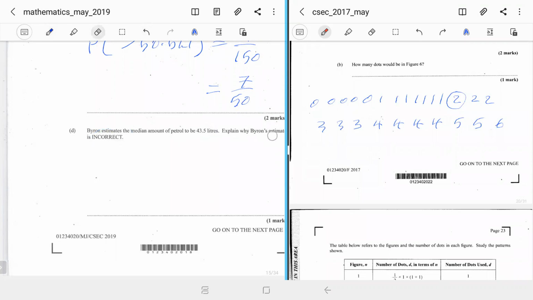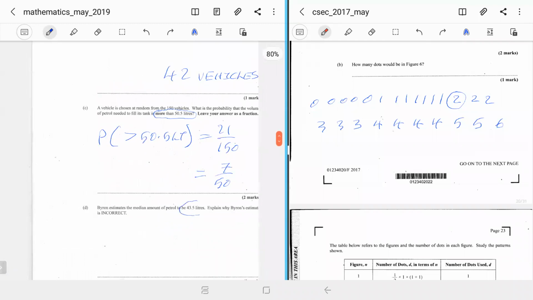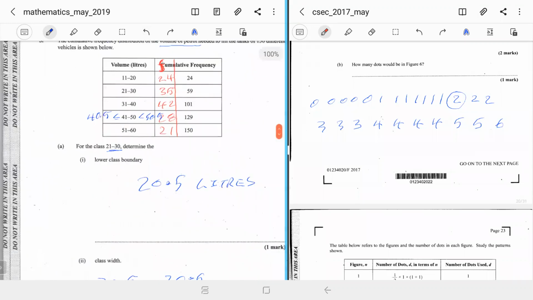So you can explain why it is incorrect by finding for yourself what the median should be, or where the median should be. There's only 1 mark for it, so it's not a lot of work. So how do you think we can locate the median? Let's look at it. So he's saying that the median is 43.5, right? And they're saying it is incorrect. So let's see how we can determine if the median is about 43.5.